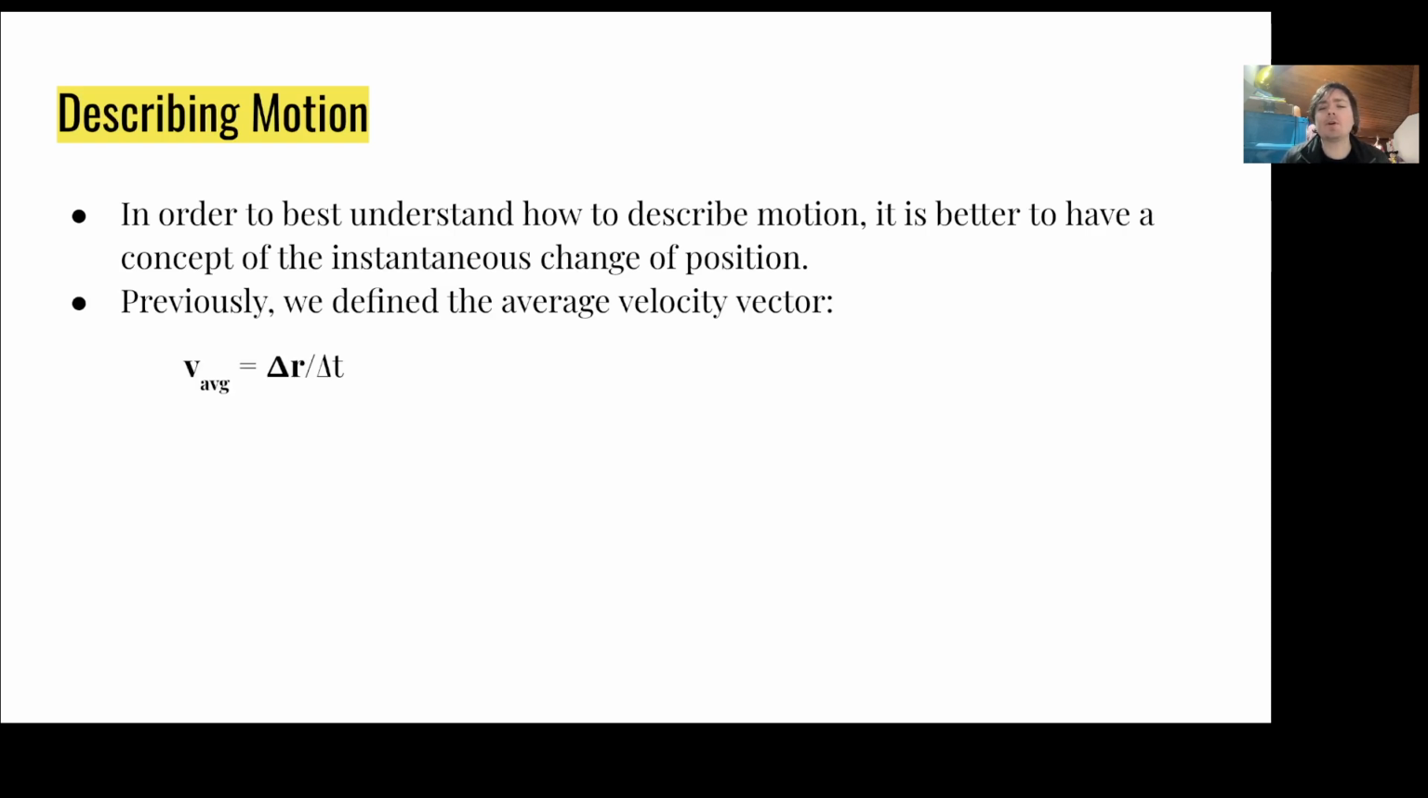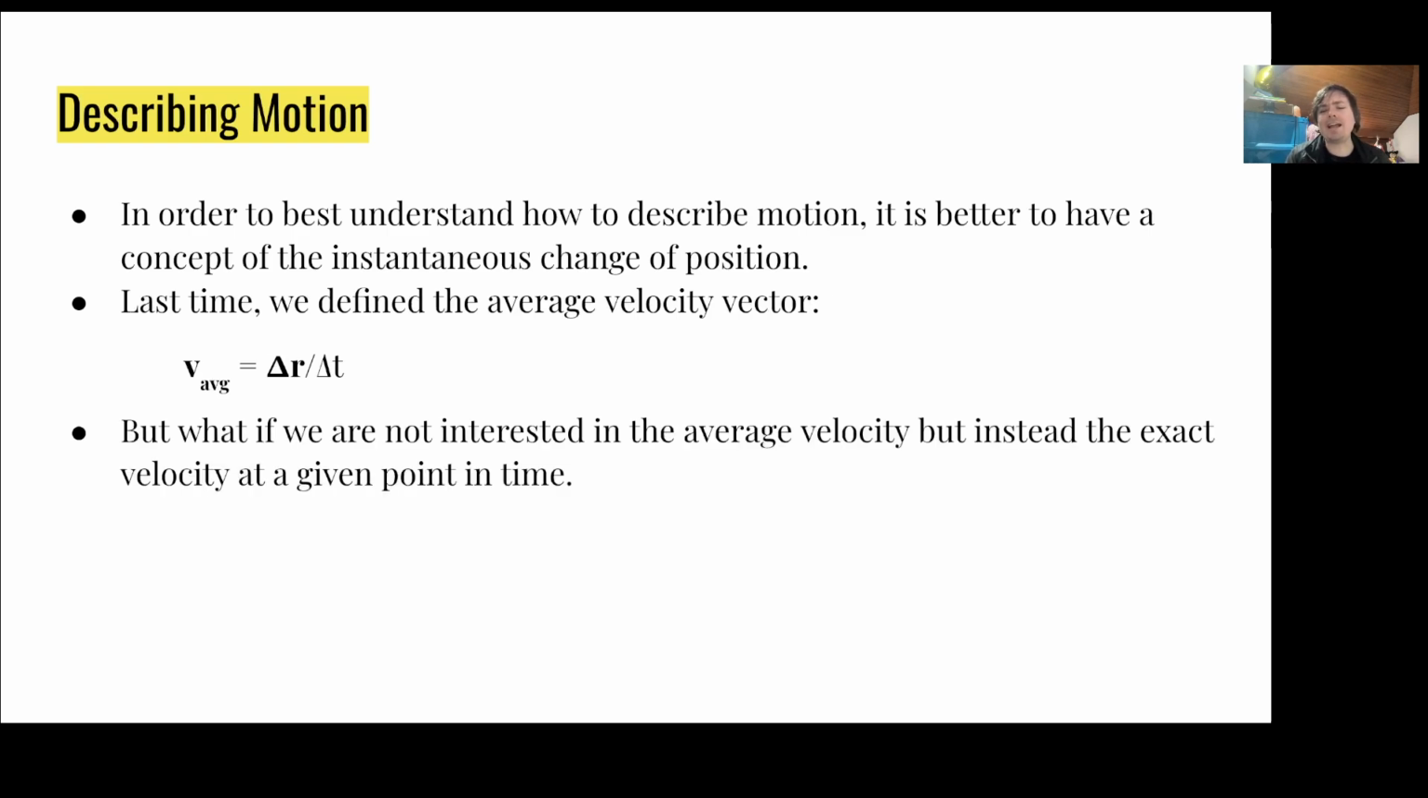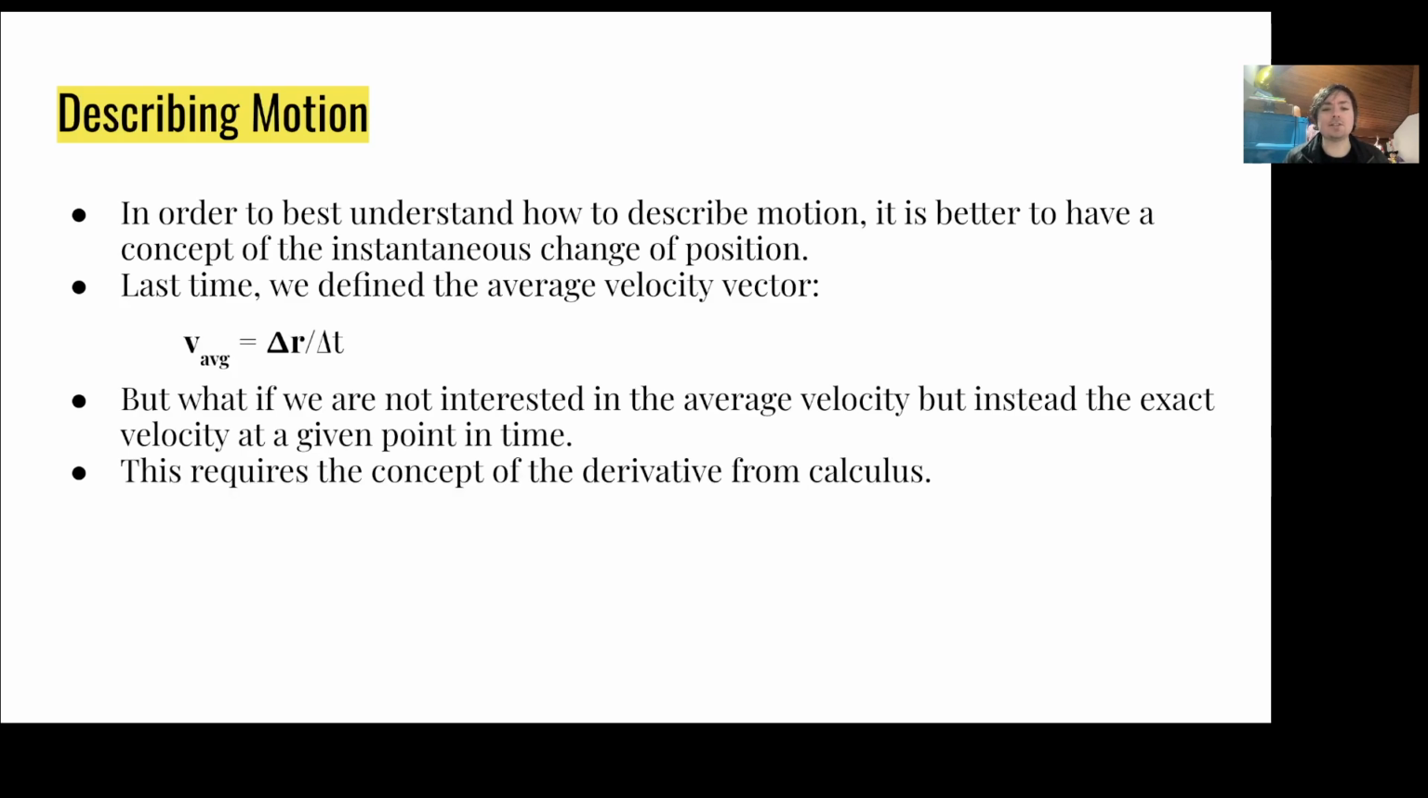And so remember, previously we described the average velocity vector as the change in the position vector, or the displacement, divided by the change in time. But if we're not interested in, say, the average velocity over a long amount of time, but instead the exact velocity at a given point of time, we need to use something else, known as a derivative.